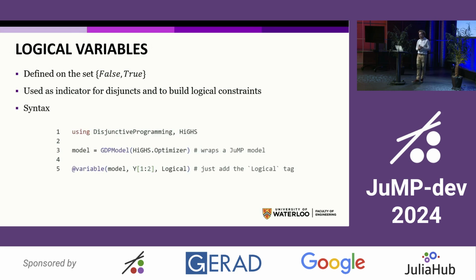So to define these, you just load in disjunctive programming. We make a GDP model, and you can put in whatever solver you want. It's just a JuMP model that has some extra stuff added onto it. Then you just define your variable the usual way. The only thing you do differently is you add on this logical tag. Otherwise, the syntax is the same as JuMP.